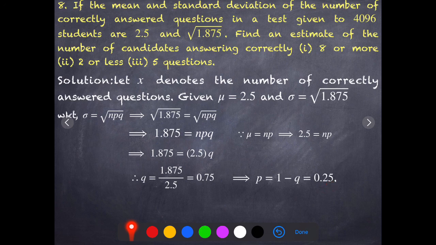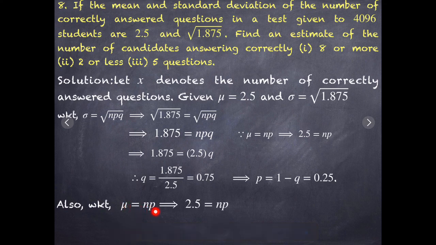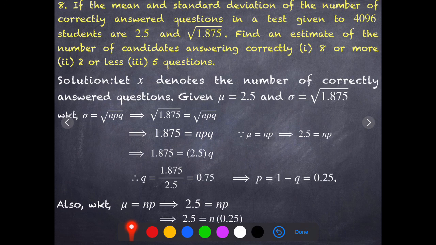Now I require the value of N also, since in the question they have not specified how many questions there are. They are specifying only the total number of students, but not how many questions there are. So calculate that one. Again I will use the formula mu is equal to N into P. Now I have the value of P also. Substituting that, we will get N is equal to 10. Okay. Now the first sub question.